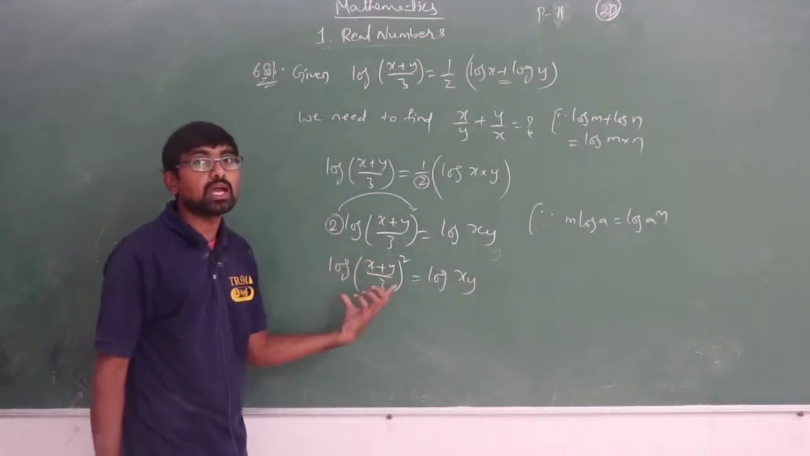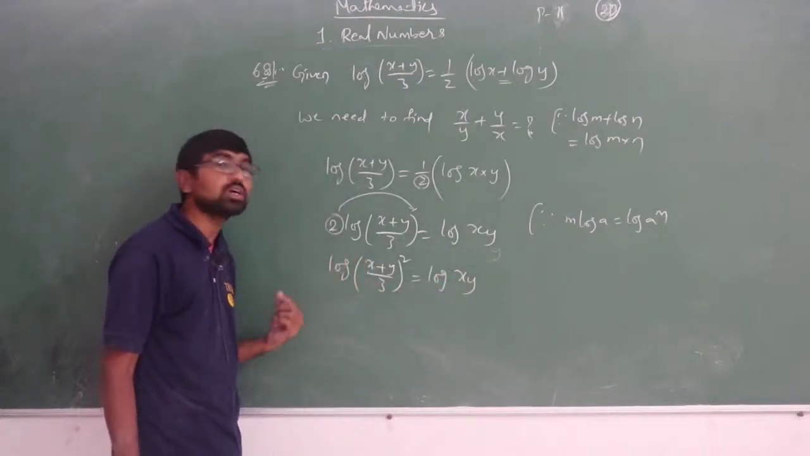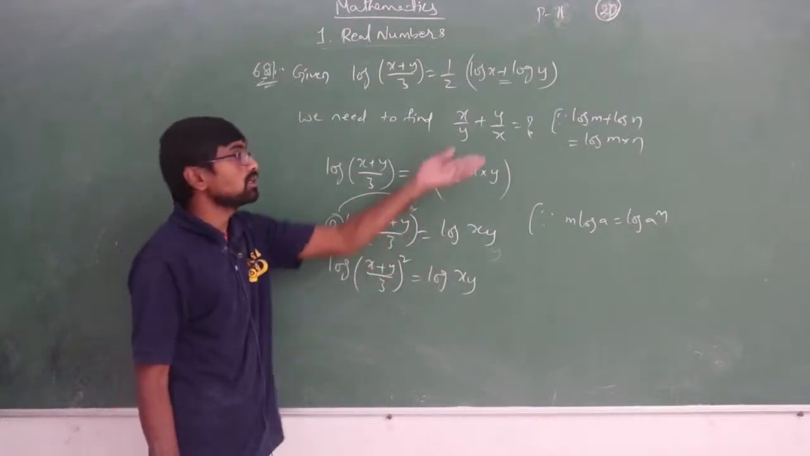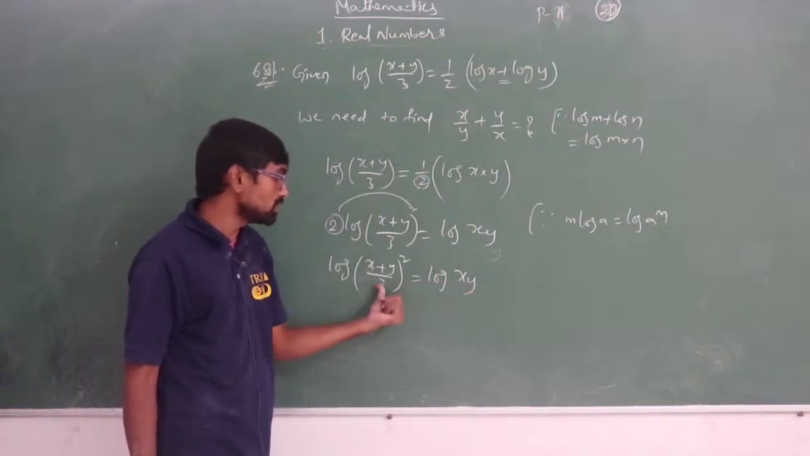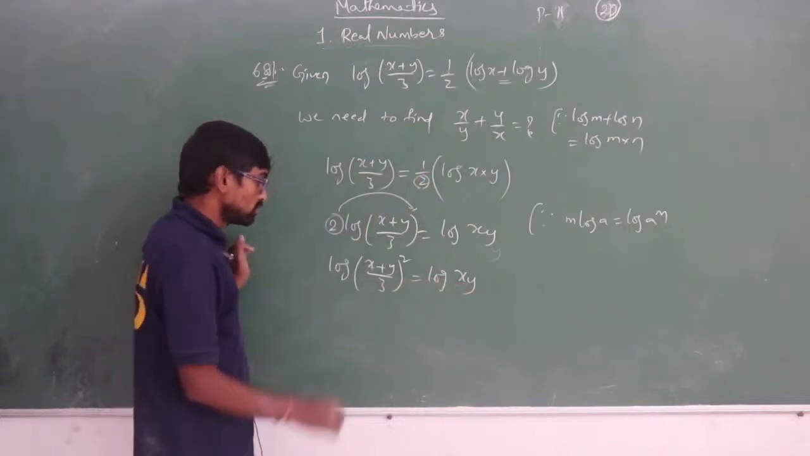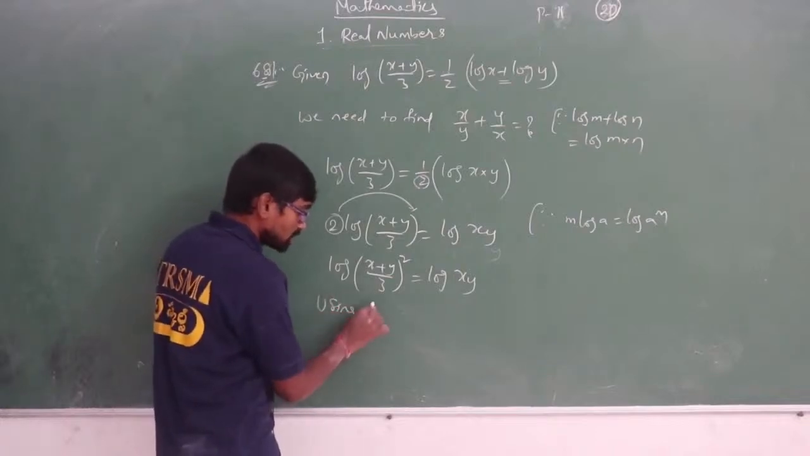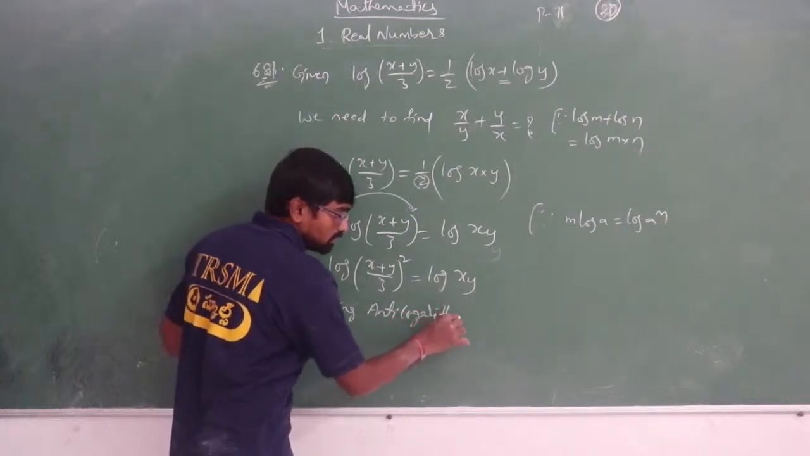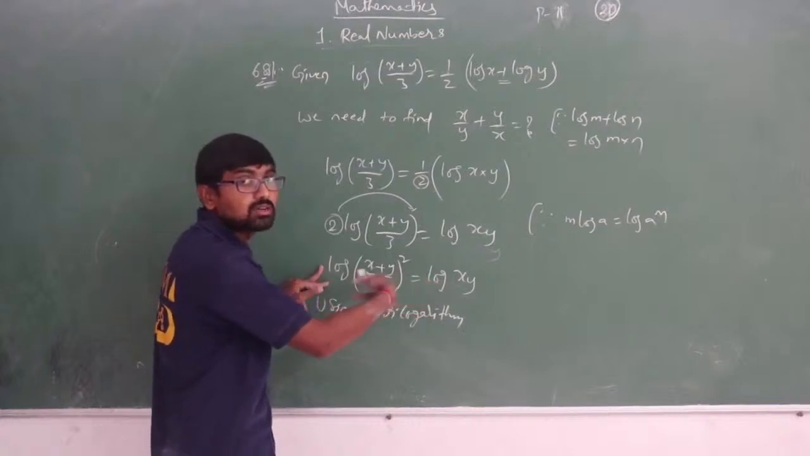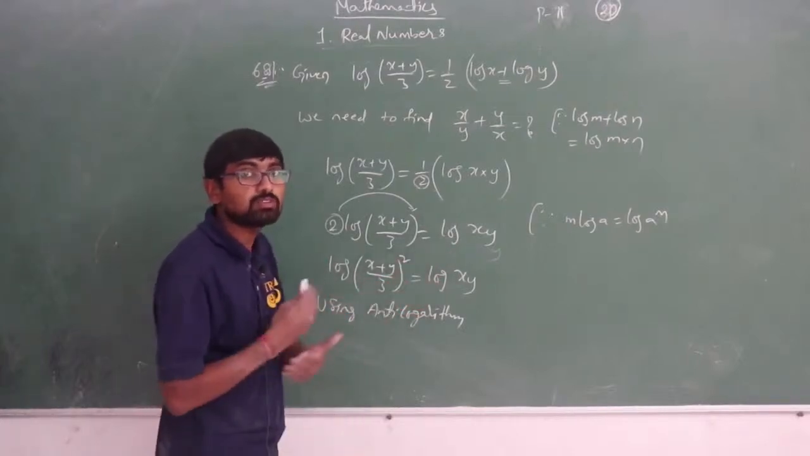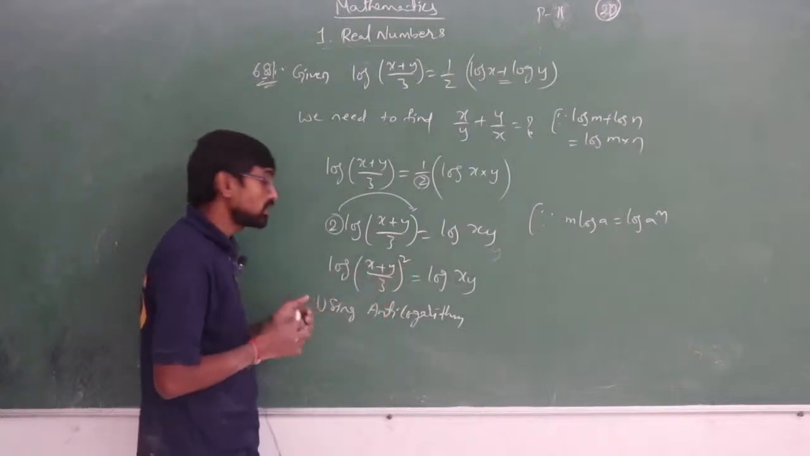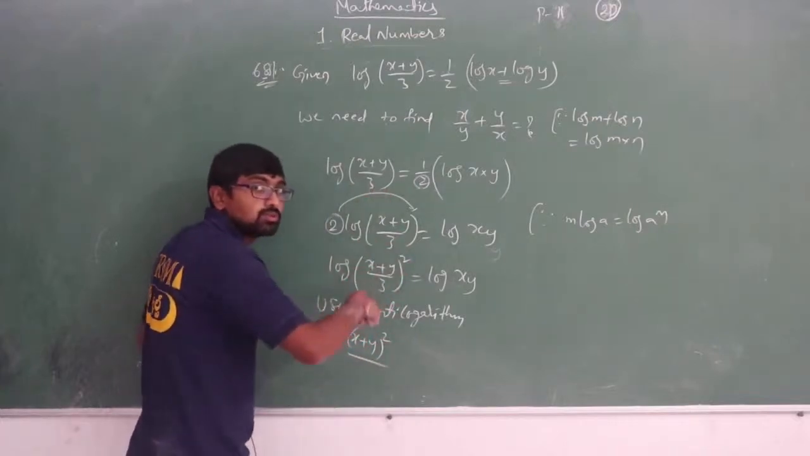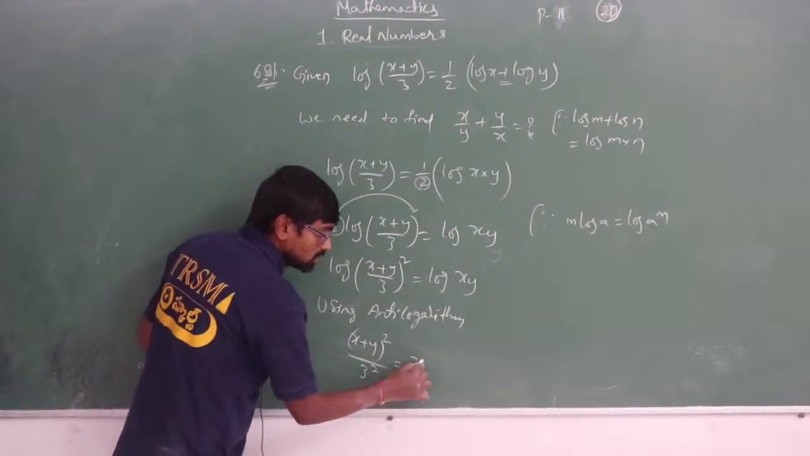Here we need to use anti-logarithm. It means that we need to remove the log. If we remove the log, then only we get the exact answer in exponential form. That means we need to compare both. As we have converted this into a single logarithm, we can directly cancel, and this cancellation we call anti-logarithm. What do we get? (x plus y) whole square by, the square is for both numerator and denominator, 3 square is equal to xy.